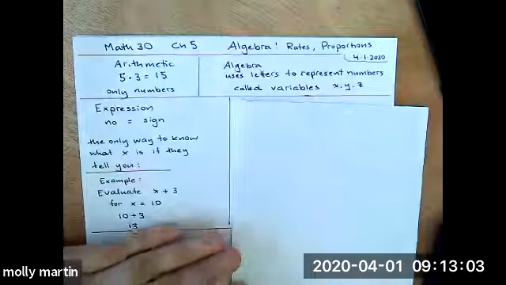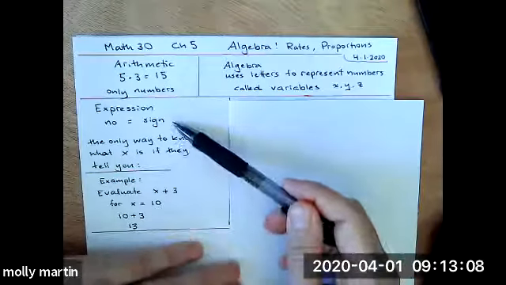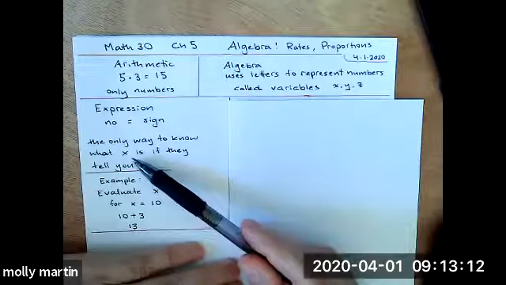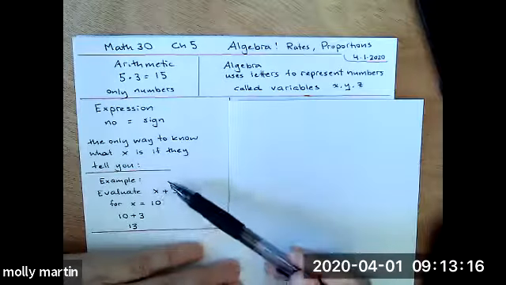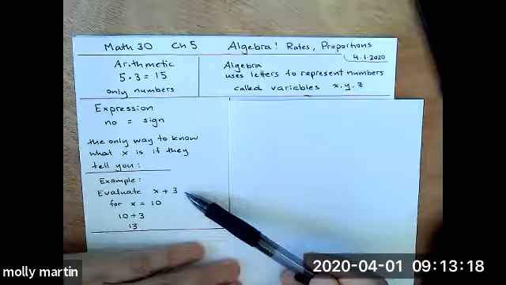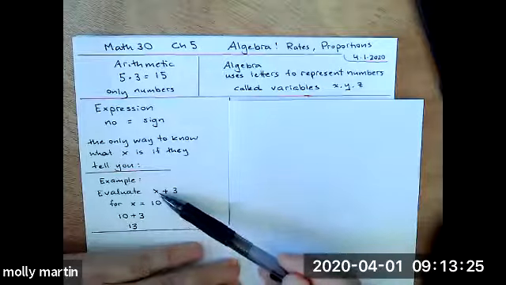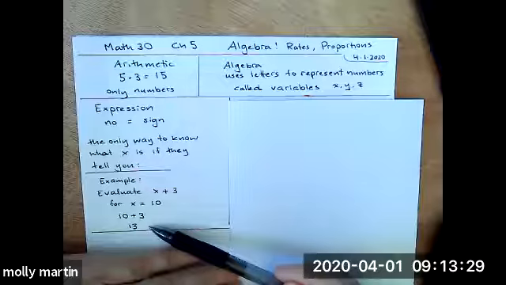You'll look at an expression. An expression has no equal sign, and the only way to know the value of the variable is if they tell you. For example, evaluate x plus 3 when x is equal to 10. So you just put the 10 where you see the x, and 10 plus 3 is equal to 13.